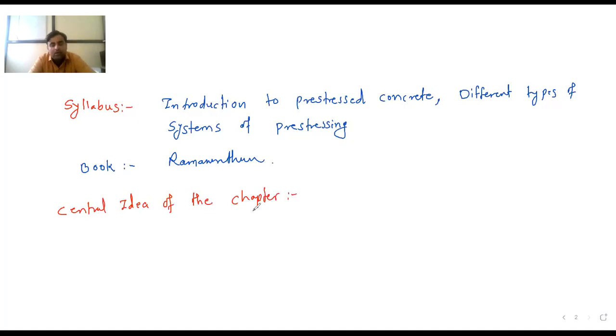Now, what is the idea of this chapter? The idea of this chapter is that, now you are a final year student, so you should know what advancements there are and what types of concretes are widely used in huge constructions like huge bridges and huge water tanks. Sometimes there are huge circular water tanks. What type of concrete is used?